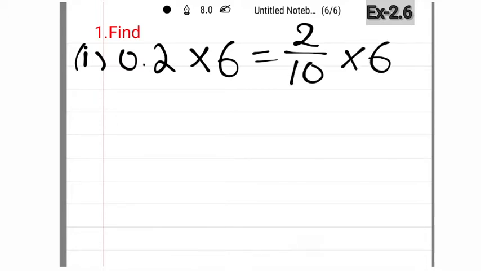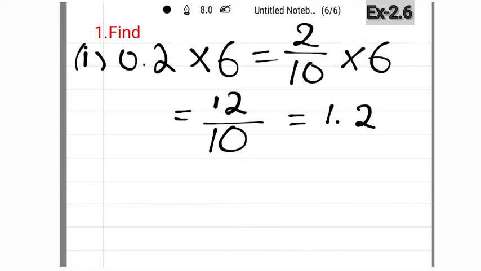Now we can simply multiply both the numerators. 6 twos are 12, upon the denominator remains the same, 10. Now convert it into decimal, it will become 1.2. Okay, simply we can change the decimal into fractions, then we can multiply the numerators.